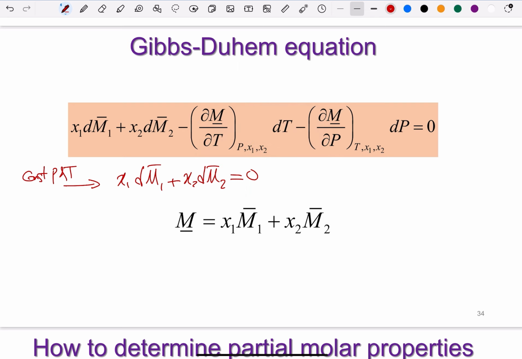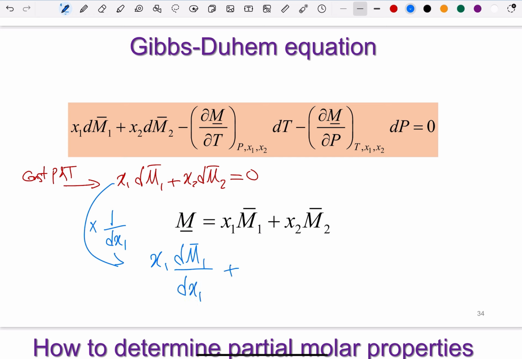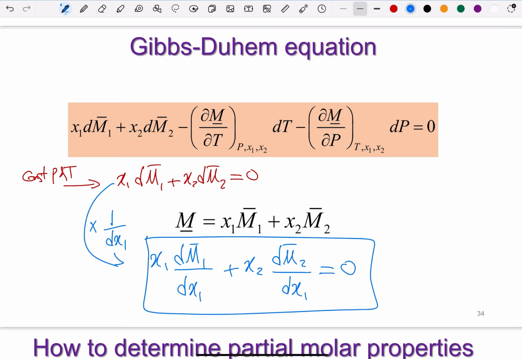So the first one is very important because I can multiply this or divide it by dx1. So let's do that. So it's going to be x1 dM1 over dx1 plus x2 dM2 over dx1, and that is going to be 0. You can do the other one, right? You can divide it by dx2, doesn't matter. One of them.